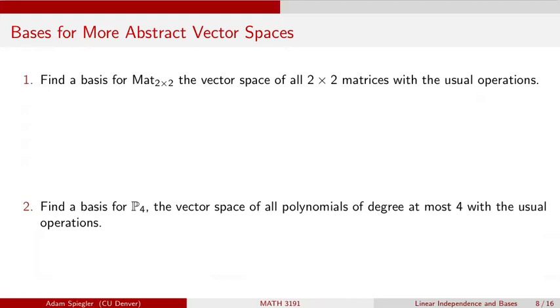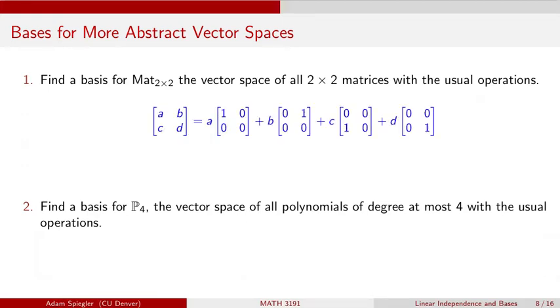So for example, we've determined that the set of all 2 by 2 matrices, that's what Mat 2 by 2 stands for, is a vector space when we equip it with the usual operations of matrix addition and scalar multiplication. So 2 by 2 matrices form a vector space, and we want to find a basis for this vector space. For any 2 by 2 matrix, we can write it with the top row being a and b, and the bottom row being some number c and then d.